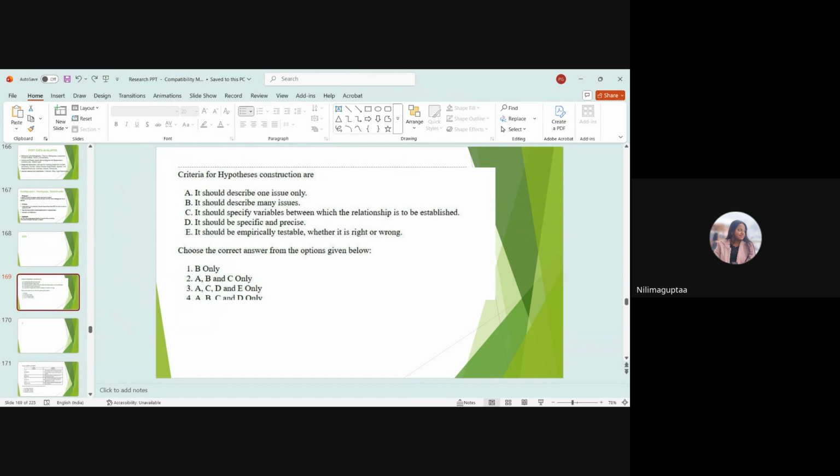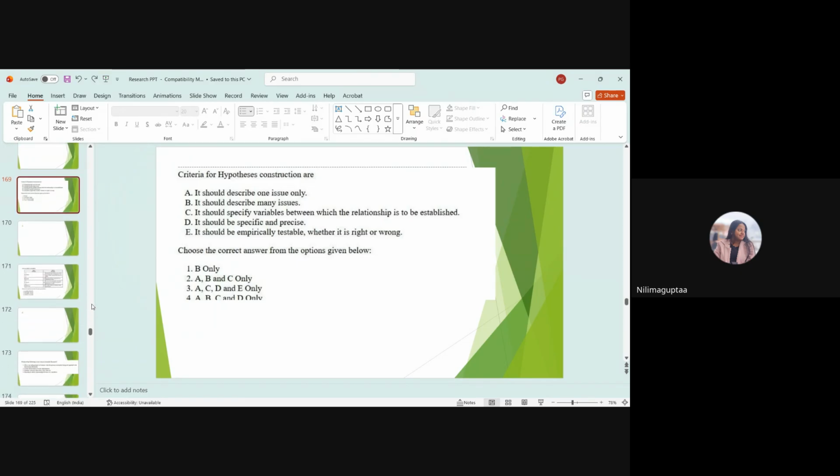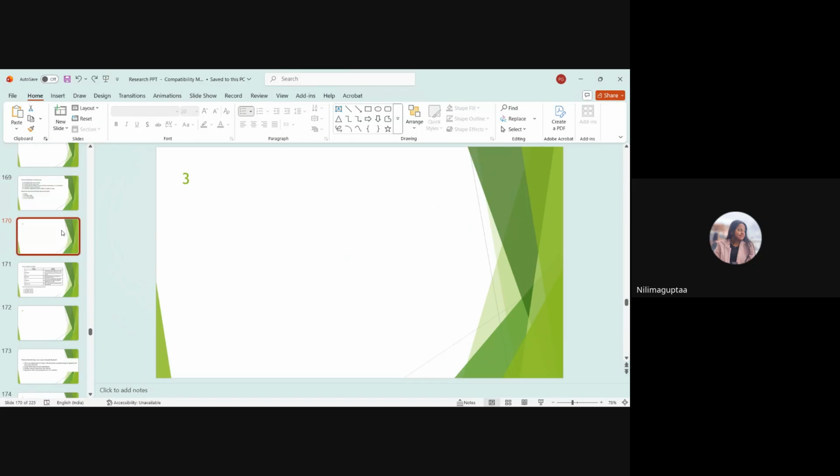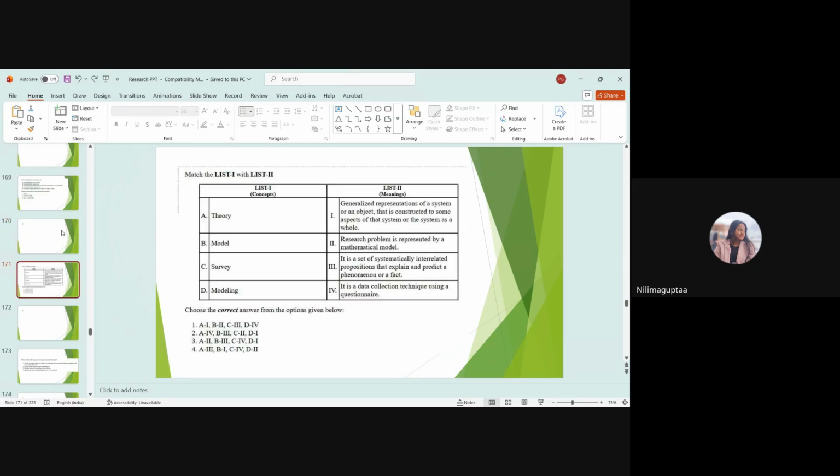Either the null or the alternate hypothesis, one showing a relationship and another not showing a relationship. So it does not talk about too many things. It just talks about one issue. So the correct answer is three. Then the next question. Here, certain list concepts have been given, and you have to match them.